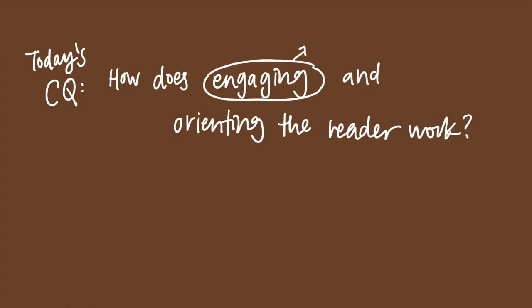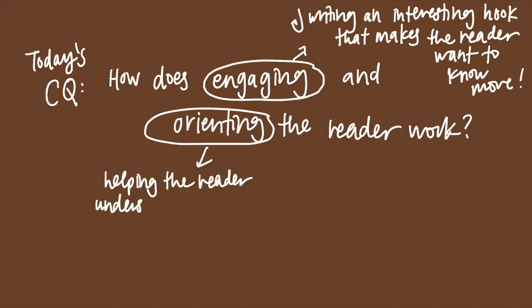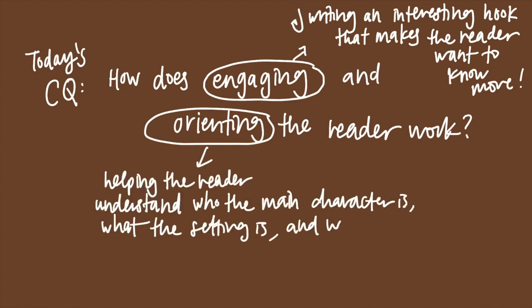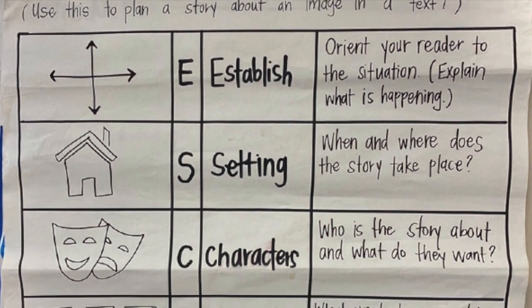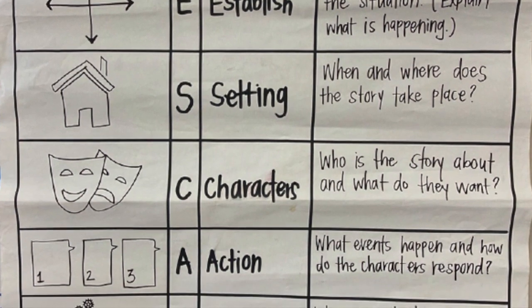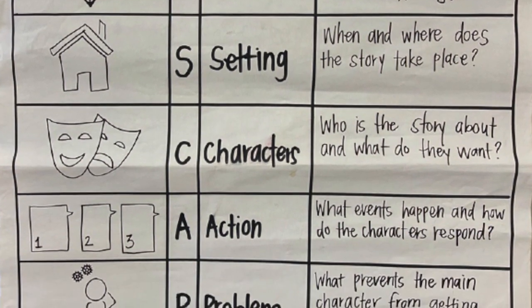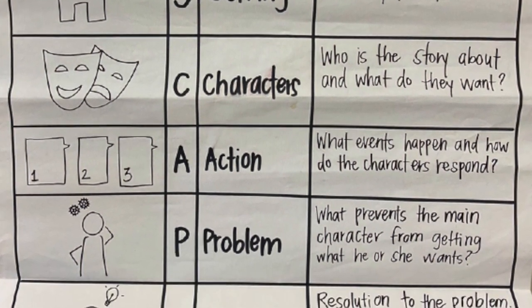All right, so now for the second part of today's lesson, answering our craft question. How does engaging and orienting the reader work? Engaging meaning writing an interesting hook that makes the reader want to know more, and orienting the reader meaning helping the reader understand who the main character is, what the setting is, and what is happening. So here is your next writing model for narrative writing called Escape. We're going to call it Escape into the Story, and we're going to use this to help us write narrative writing pieces.